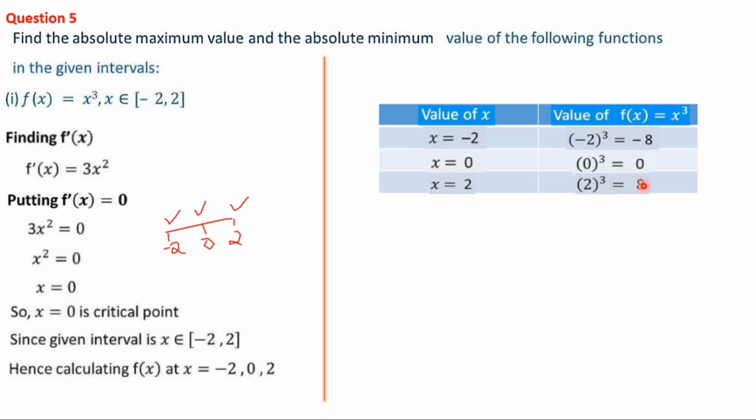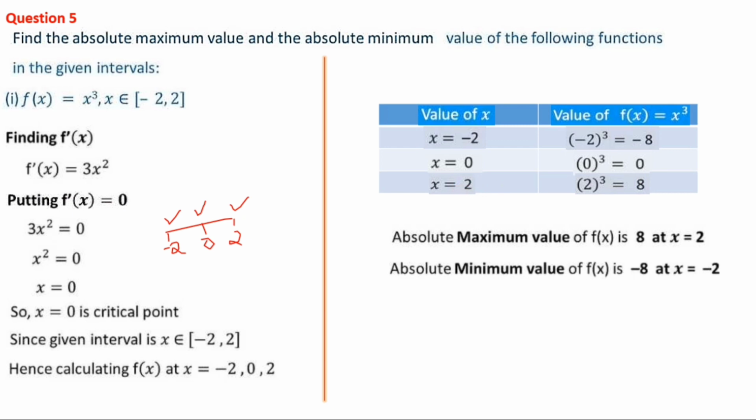So here among all, the highest value is 8 and the lowest value is minus 8. So absolute maximum value of f of x is 8. Absolute maximum is 8 at x is equal to 2, and absolute minimum is minus 8 at x is equal to minus 2.